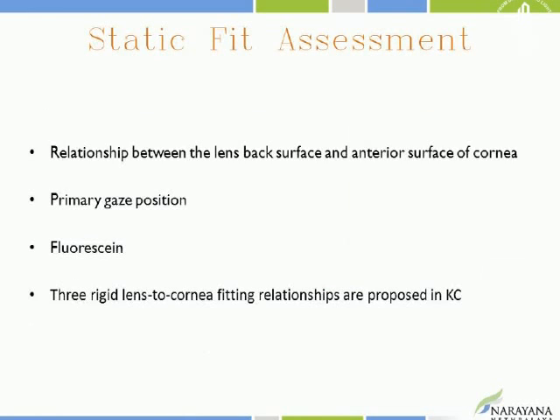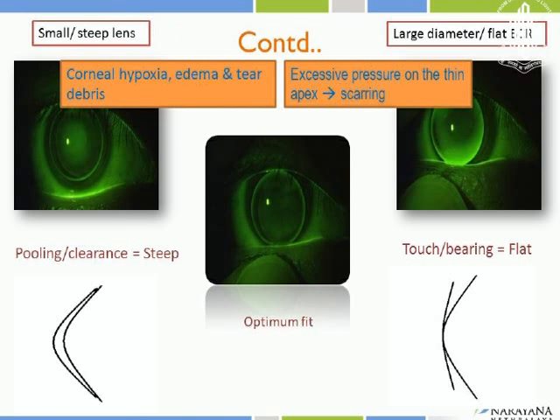Static fit is using fluorescein on the slit lamp. This gives you a relationship between the posterior part of the lens and the anterior part of the cornea. And this is done in primary gaze position. There are three types of fittings that can be possible. The first one is a steep lens to the left.